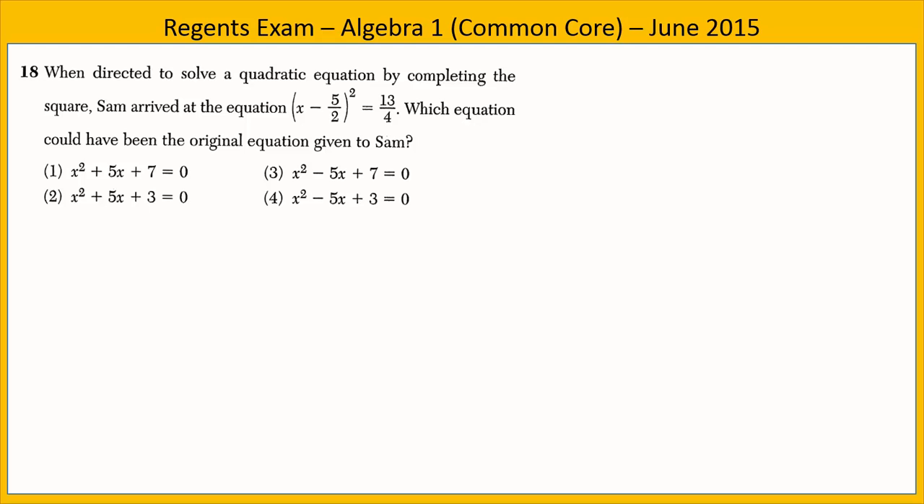In exercise 18, we're told that Sam is solving a quadratic equation by completing the square. We're given one of the equations that he came up with, (x minus 5/2) squared equals 13/4. Which of these equations could have been his original equation? There's a couple of options as to how we could solve this problem.